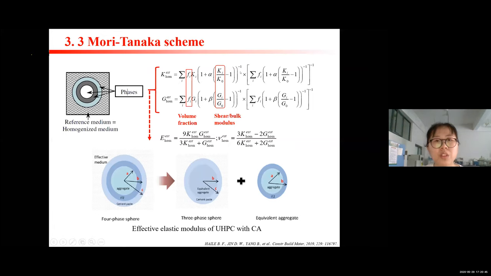And then we use the Mori-Tanaka scheme to determine the elastic modulus of the three scales: cement paste, mortar, and the UHPC. In this figure, we can see the volume fraction and the shear and bulk modulus are all the input parameters. In this figure, the effective elastic modulus of UHPC with the coarse aggregate is regarded as a four-phase composite. And then we use the homogenization scheme, homogenizing the aggregate and ITZ to one phase. And then we can get the effective elastic modulus.